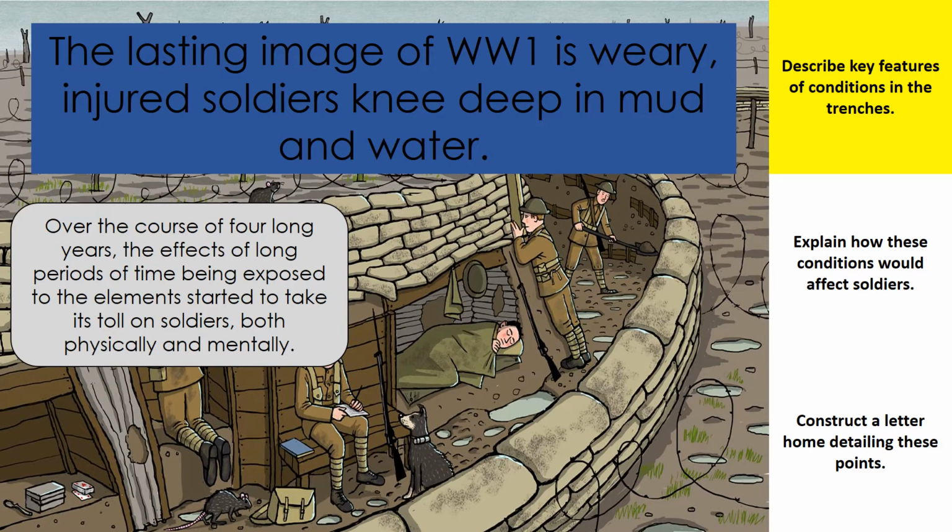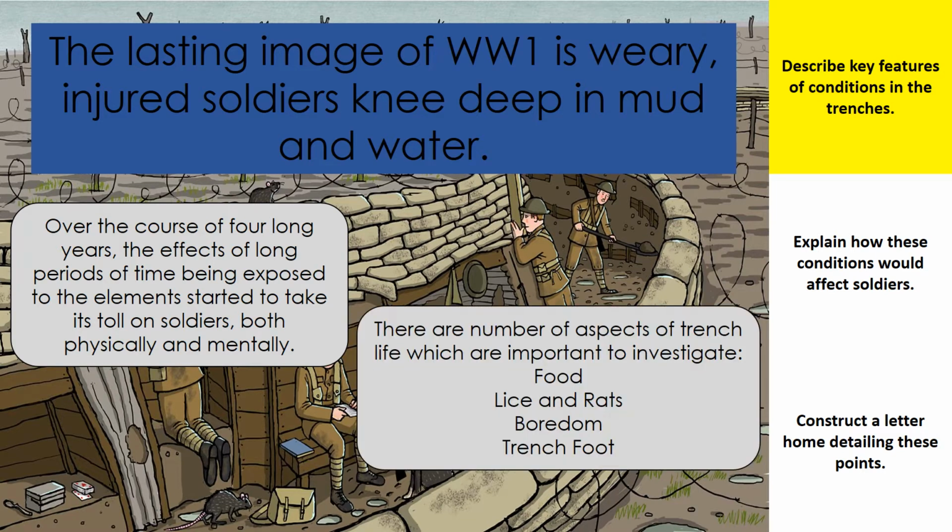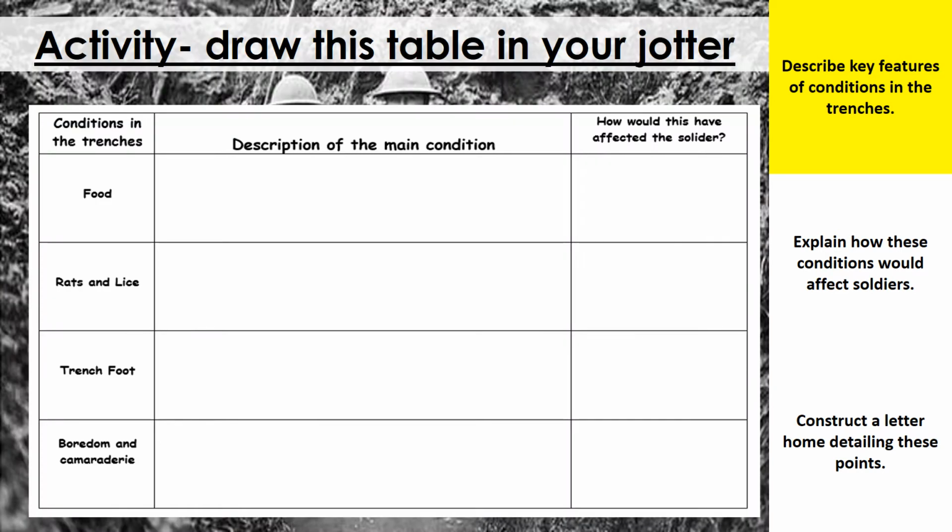Now, over the course of the 4 long years of war, so remember it lasts from 1914 to 1918, the effects of long periods of time being exposed to the elements in the trenches starts to take its toll on soldiers, both physically in terms of things like trench foot, but also mentally as well. Now, there are a number of aspects of trench life which are important to investigate. So today we're going to look at food that soldiers got in the trenches in more detail. We're going to look at the issues with lice and rats in the trenches, issues with boredom and trench foot.